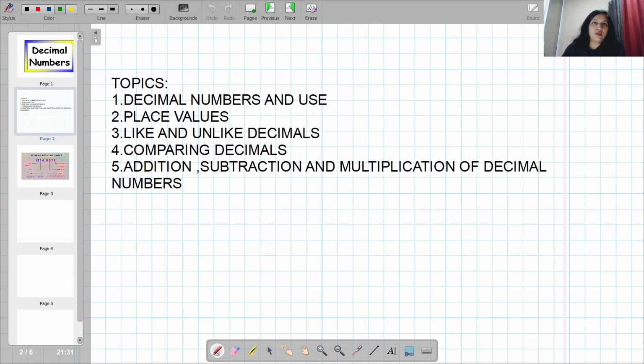So what I'll be covering in this session is what decimal numbers are, their uses, place values, like and unlike decimals, comparing decimal numbers, and addition, subtraction, and multiplication of decimal numbers. All these things will be included. So you are requested to sit along with your notebook and a pen and do the questions simultaneously. Whenever I ask any question, you may stop the video there, do the question, and then play it again to recheck if you are able to understand the topic. Okay, so let's start.